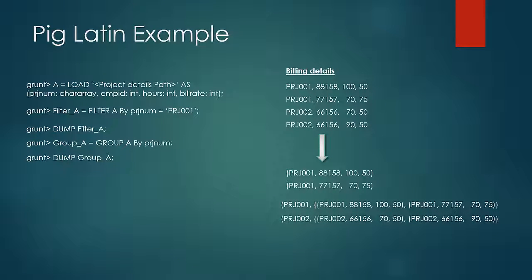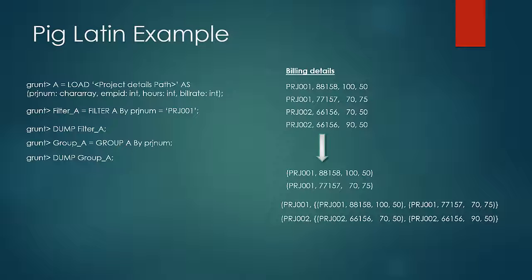The first field of each tuple would be the field on which the grouping operation is performed. The second element is called a bag, which is an unordered collection of tuples which have the corresponding project number. Each element in the bag is separated by a comma. Here in this case, there would be 2 tuples in each bag.